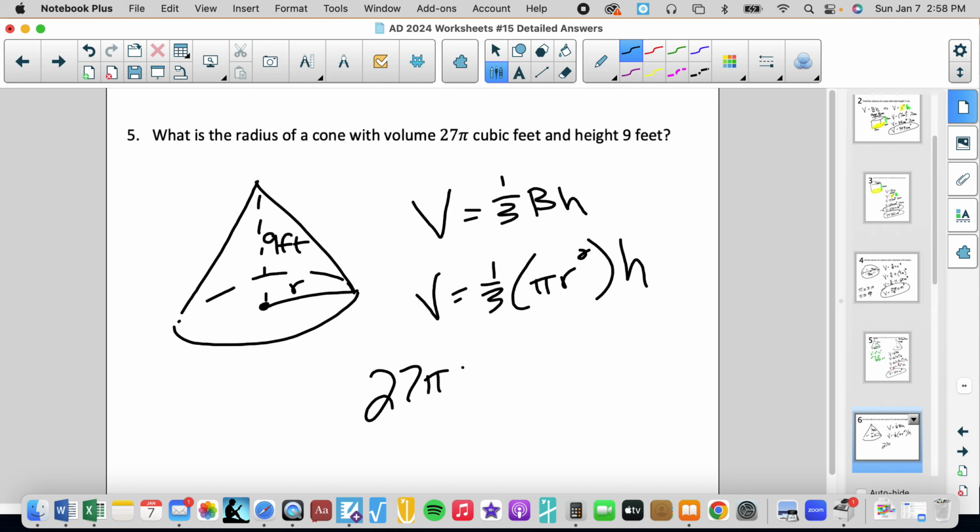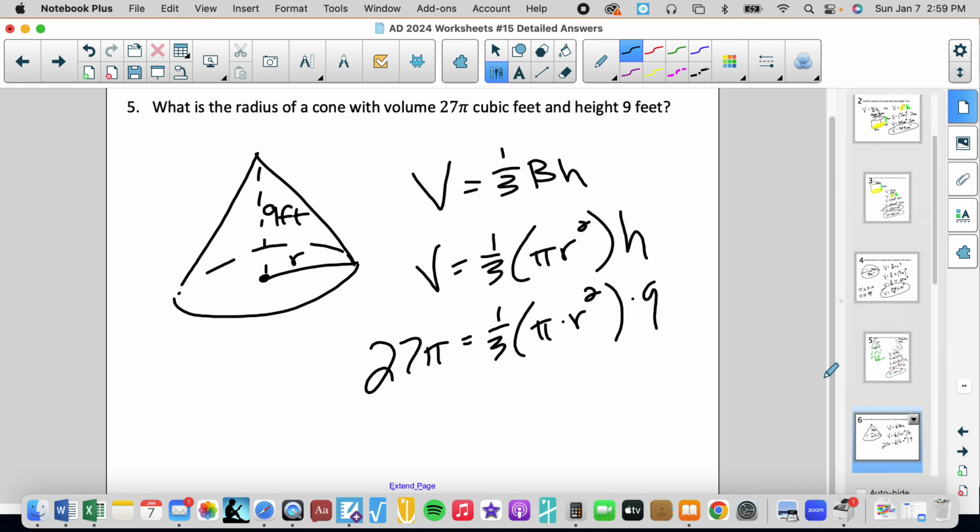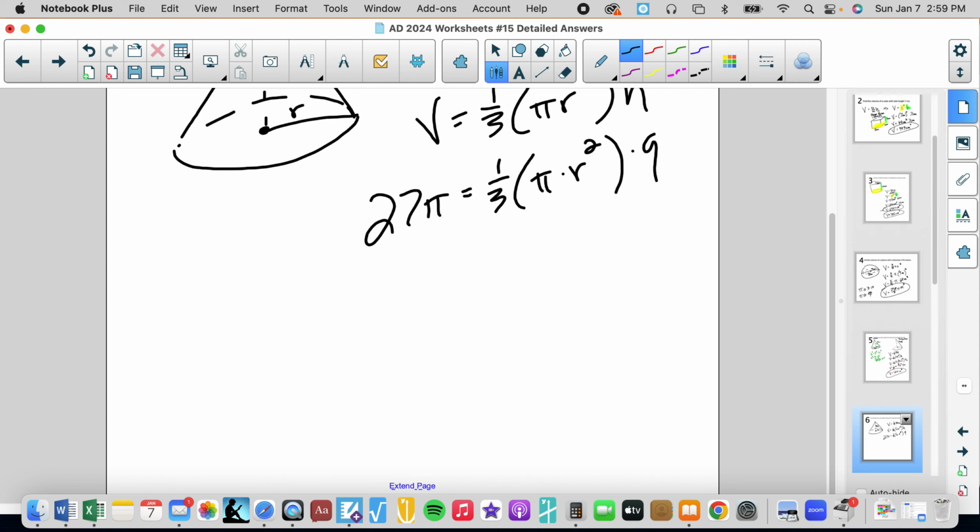27 pi equals 1/3 times pi. I don't know what my radius is. I do know what my height is. I don't need the units. Since they're the same, we don't have to worry about that. So I can make this 27 pi equals 3 pi r squared, because of the 3 in the denominator and the 9. Now we're solving for r.